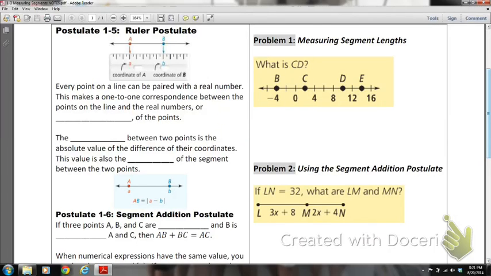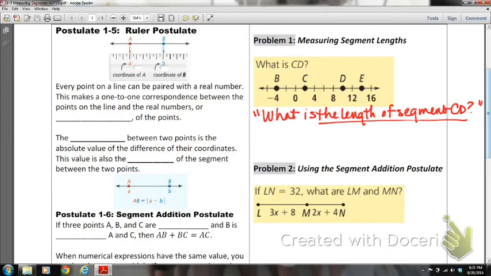So let's look at the examples on the right. Problem 1 is measuring segment lengths. And we're going to use the ruler postulate to do this. So how do you read the question? That's the first thing. You need to know what the question is asking. You read this question, what is the length of segment CD? So it's asking for the length of segment CD.